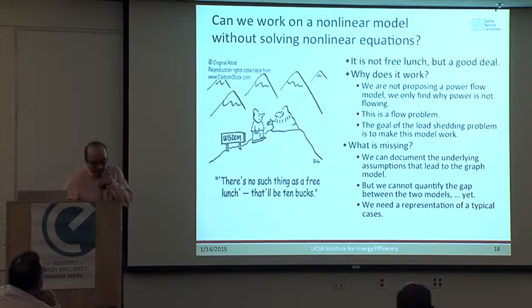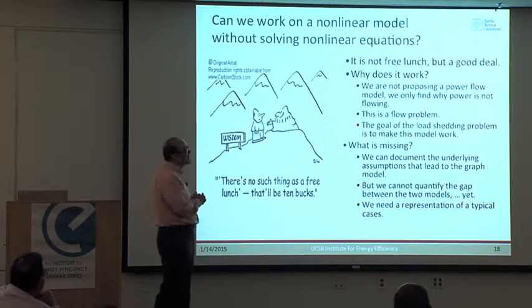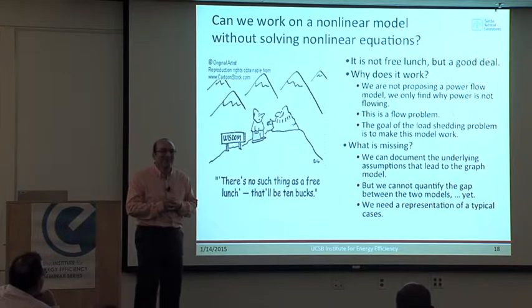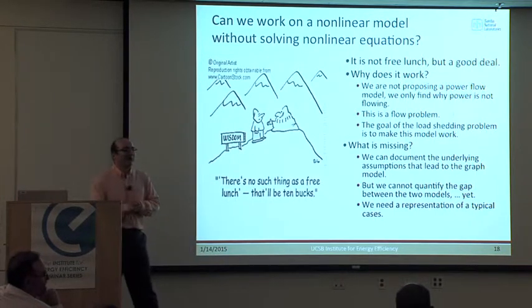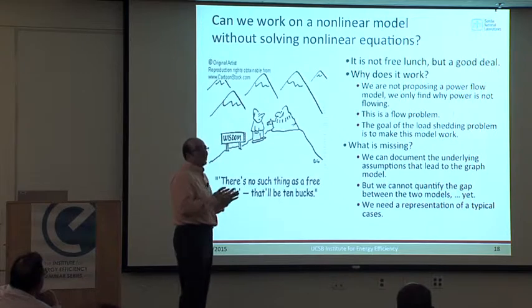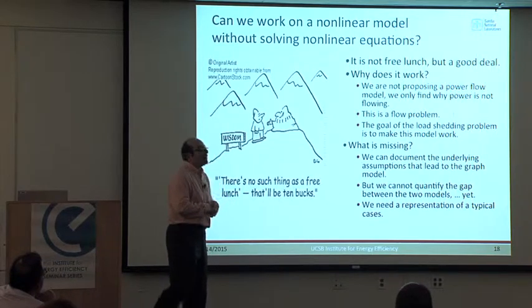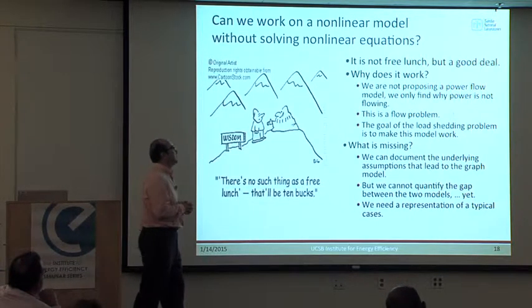So what happened here? Am I just waving my hands and saying, hey, I started with a nonlinear optimization problem, and then saying, oh, just don't worry about nonlinearity, we'll just solve the graph problem, and I'll give you a solution? So it's not a perfect model. As I say, it's not a free lunch, but it's a good deal: I've turned a difficult problem into a much easier problem to solve.